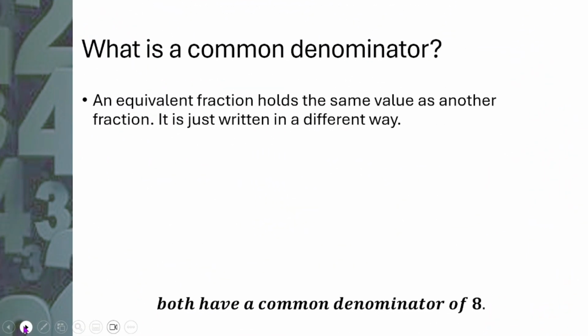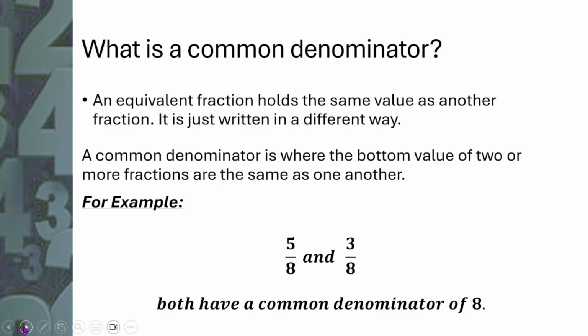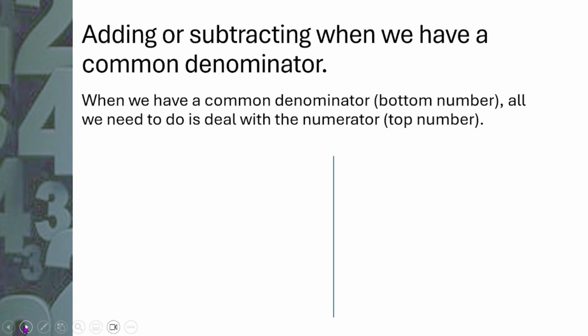So let's get started. An equivalent fraction holds the same value as another fraction. It is just written in a different way. When we write our fractions so that they have the same bottom number, we say they have a common denominator. And we can see an example of common denominators just at the bottom, 5/8 and 3/8. They both have 8 at the bottom, and so 8 is the common denominator.